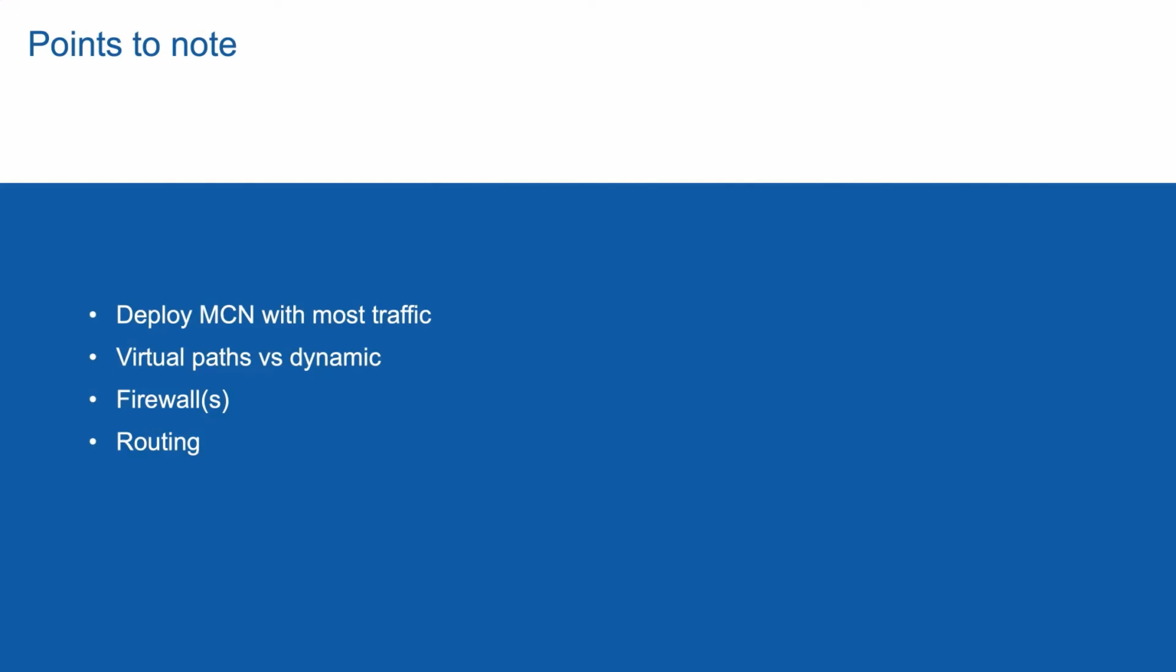The first being that you should deploy a master control node where you have the most traffic, and that's mostly because getting data out of the cloud, you have to pay for it. So always put your MCN where the most amount of traffic is being generated in and out.